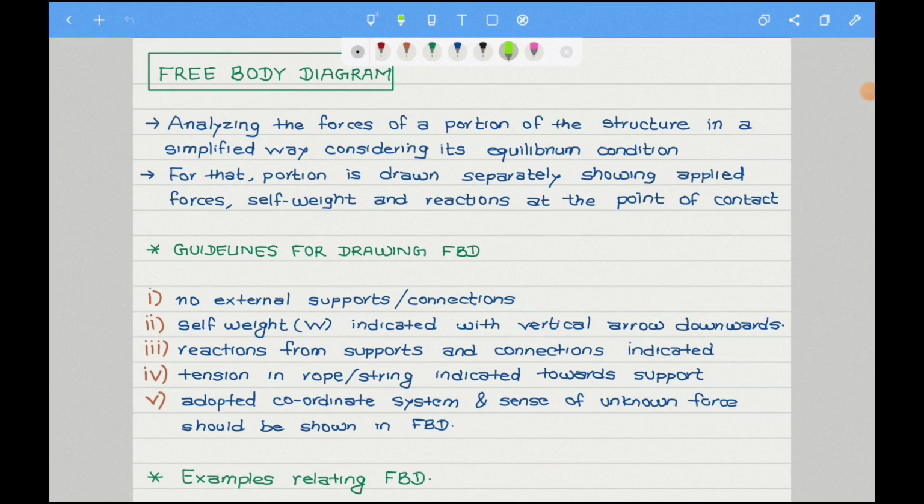Hello friends, welcome to Civil Diaries, and today we will be discussing a very important topic of applied mechanics, and that is the free body diagram. So what is a free body diagram?